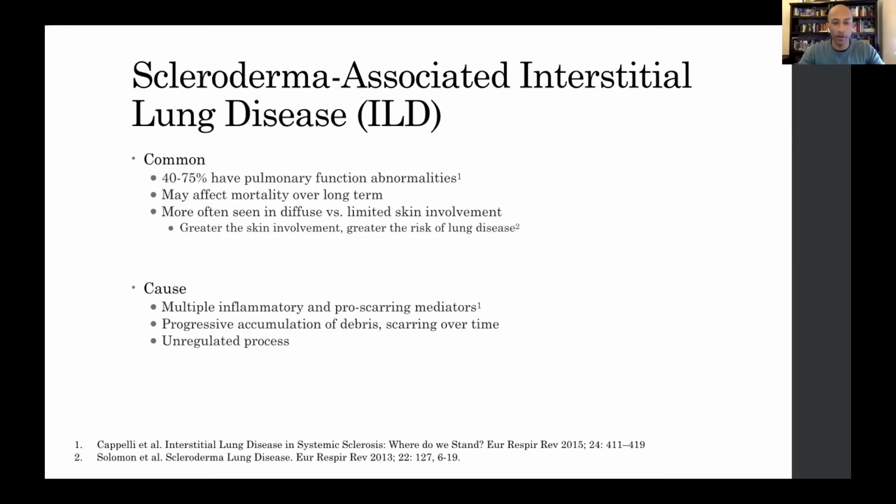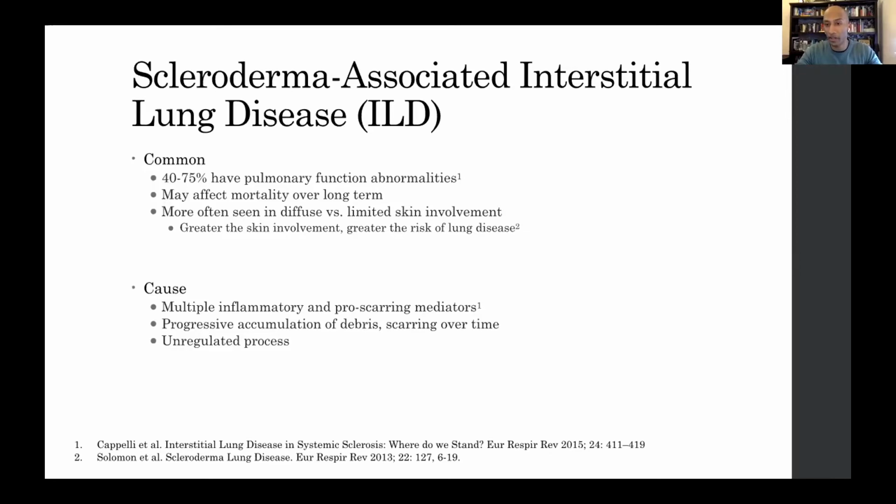Okay, so scleroderma-associated interstitial lung disease. Now, this is actually fairly common. Interstitial lung disease in general is rare. Scleroderma is also fairly rare, but within scleroderma, once you've established the diagnosis of this, interstitial lung disease, or ILD, is common: 40 to 75% will have pulmonary function abnormalities.